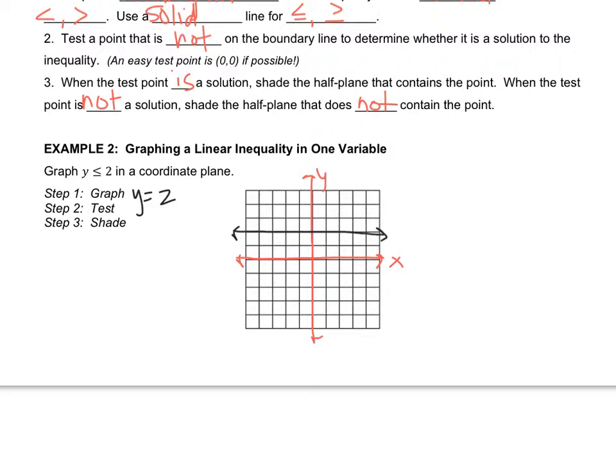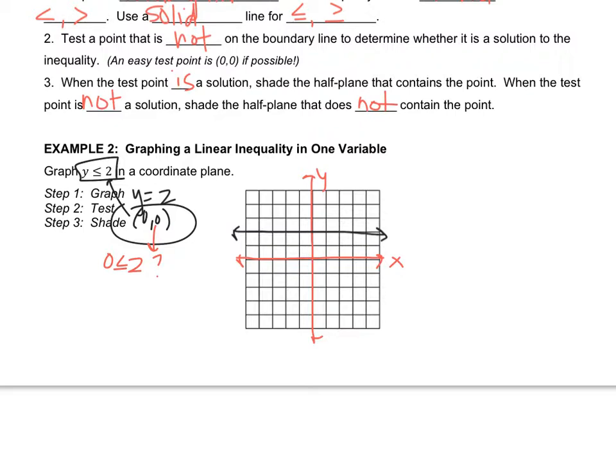Then I'm going to test a point. My favorite test point is 0, 0, because it makes all the work super friendly. So I'm going to take my point and plug it into the inequality up here. Now they actually only ask for the y value, so does the y value of 0, is that less than or equal to 2? If it is, we're going to shade the portion that has 0, 0 in it. If it's not, then we're going to shade the other side. So step 3 is to shade, and 0 is less than 2, so that is in the shaded section.